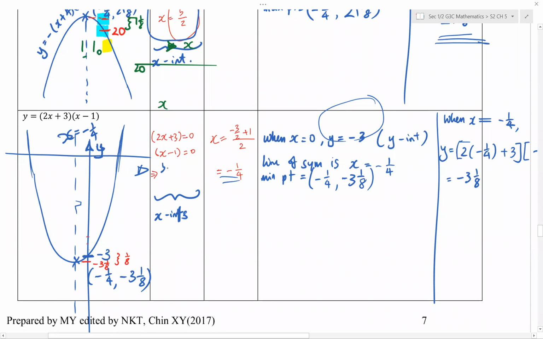My intercepts were x equals -3/2, x equals 1. So this has a value of 1, this has a value of -3/2, and in the middle, this has a value of -1/4. Then state your equation: y equals 2x² plus 3x minus 1.